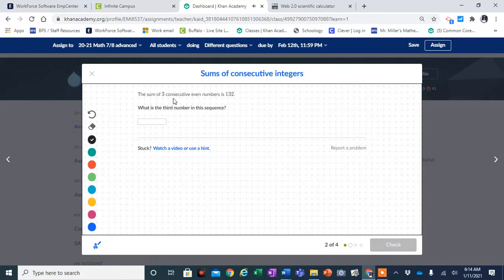Okay, sum of 3 consecutive, this time it's even numbers. So our first even is x, say 2, the next one would be 4, and then 6. To get from 2 to 4, you have to add 2. To get from 2 to 6, you have to add 4. So this would be x plus 2, this would be x plus 4.